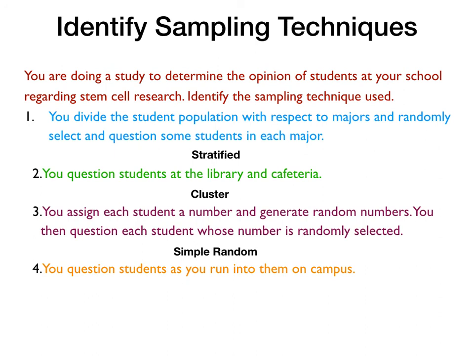Okay. Lastly, you question students as you run into them on campus. You don't have to pick an area, you don't have to divide them into majors, you don't have to assign them a number, you just ask students as you run into them. Very convenient, which means it's convenience sampling. All right, I hope that you learned about sampling techniques and are able to apply these techniques to your own statistical study.